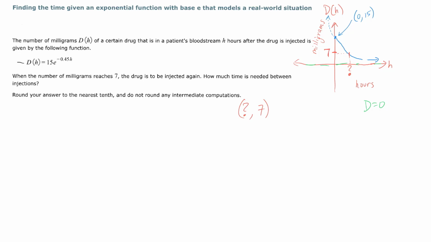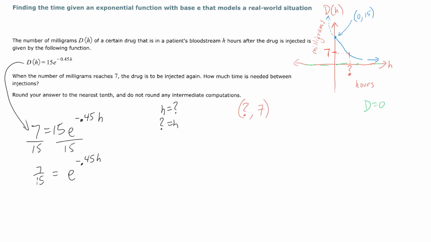So why don't we just plug things in? We do know d of h at that moment. D of h at that moment is actually 7. 7 is now equal to 15, base e, negative 0.45, and then h. So notice we're only left with an h, and we're trying to find that h. In this case, h is our question mark. Divide both sides by 15, because 15 is not 0, so we have 7/15 is equal to base e, negative 0.45h. We'll take the natural log of both sides. We'll use the natural log function here because it's the inverse function of the exponential function. And we have log properties, and we have the natural log of 7/15 is equal to negative 0.45h.